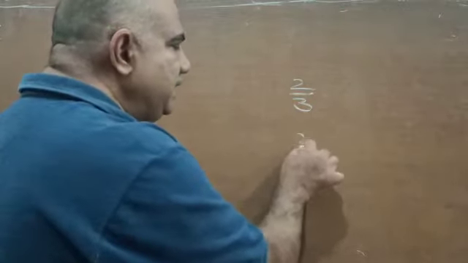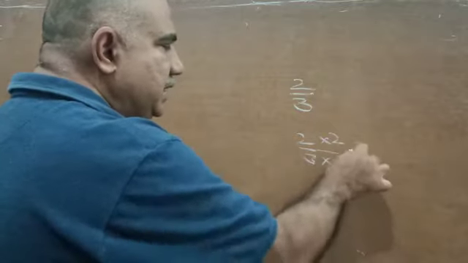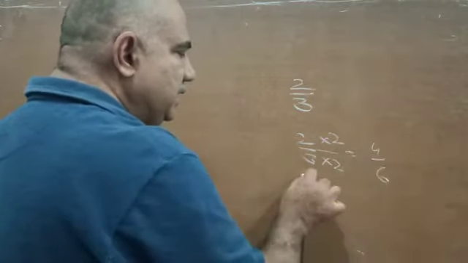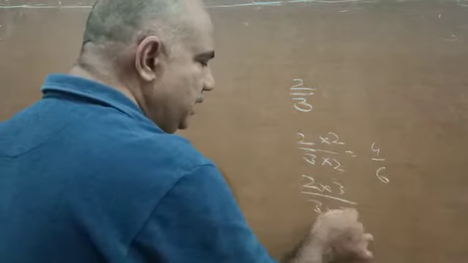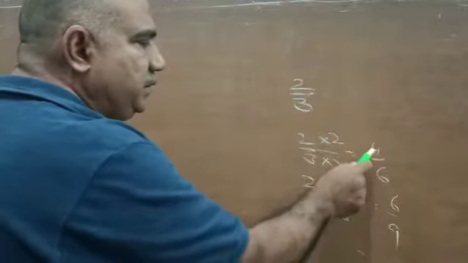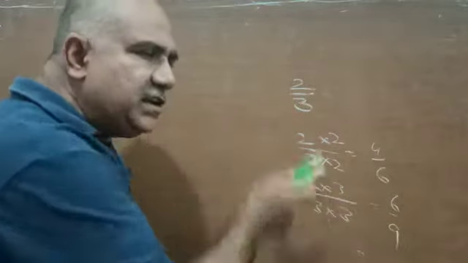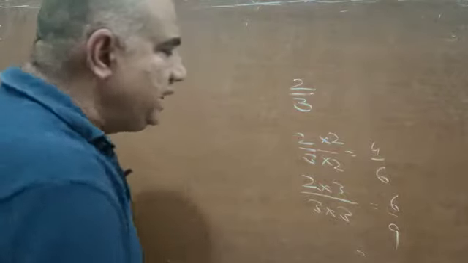Now if I write 2 by 3 multiplied by 2 and multiplied by 2 here, this becomes 4 by 6. Further, if I multiply 2 by 3 by 3 into 3, I write it as 6 by 9. So 2 by 3, 4 by 6 and 6 by 9 are equivalent fractions. So this was how we make different equivalent fractions.